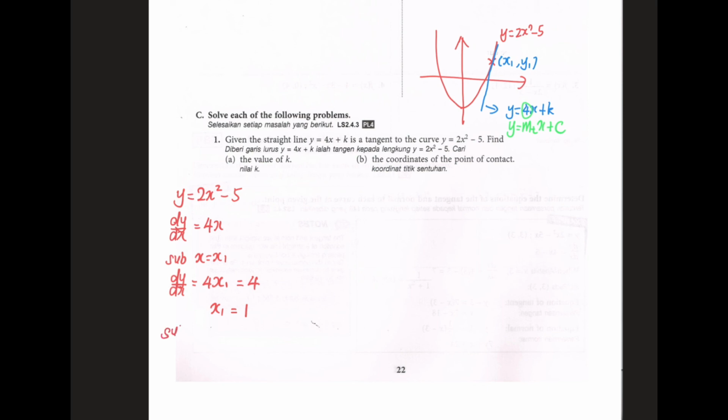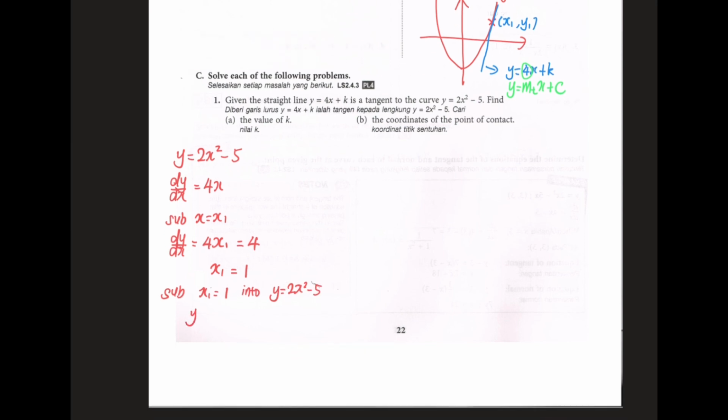So I substitute into this. Substitute x1 equal to 1 into y equal to 2x squared minus 5. Then I will get y1. y1 equal to 2 times 1 squared minus 5, y1 equal to minus 3. So I get the point 1, minus 3, which is the answer of B. They ask you to find the point of contact.